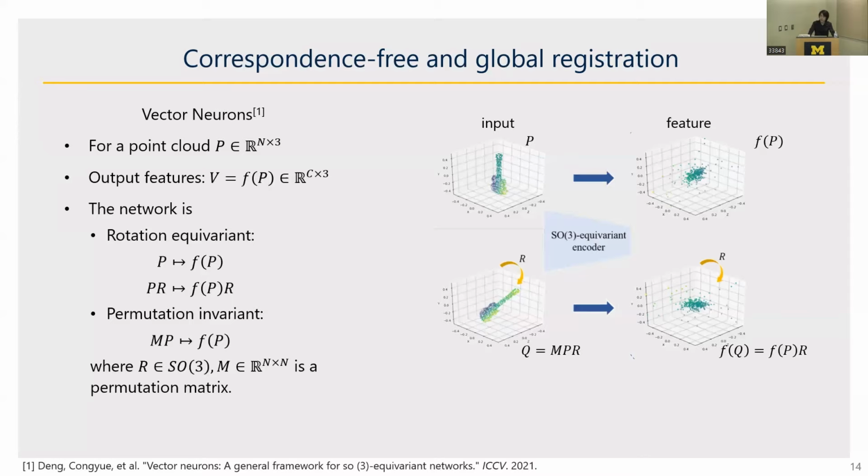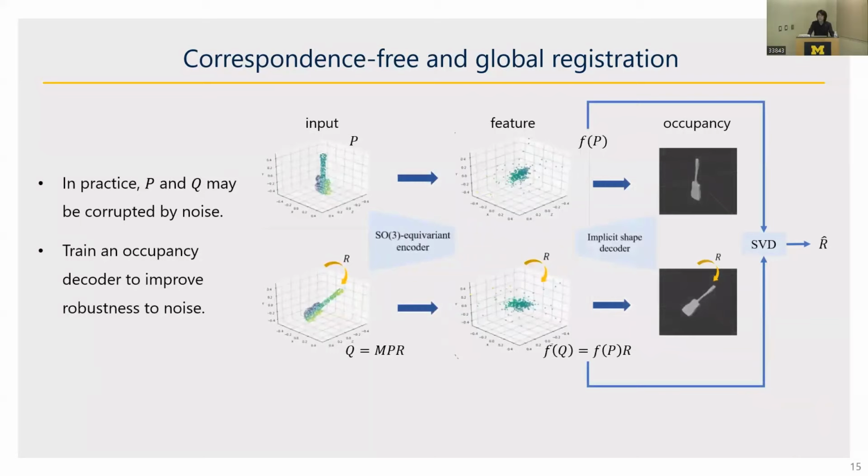In this case, let's see if we have two point clouds P and Q, and Q is a rotated version of P with permutation, then their output features FP and FQ will be related by a single rotation matrix R. Therefore, we can actually solve for the optimal rotation R by directly using the SVD between the two feature matrices. And in practice, the point clouds P and Q can be corrupted by noise. Therefore, we also train an occupancy decoder so that the learned features better represent the underlying shape and so that they can be more robust to the noise in the input.